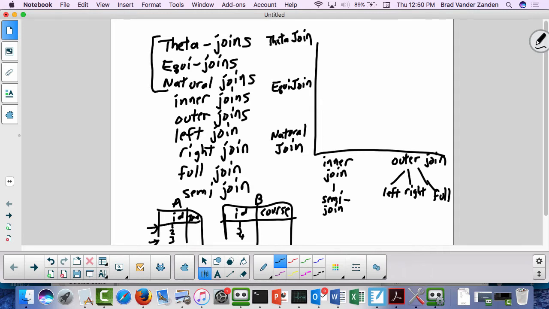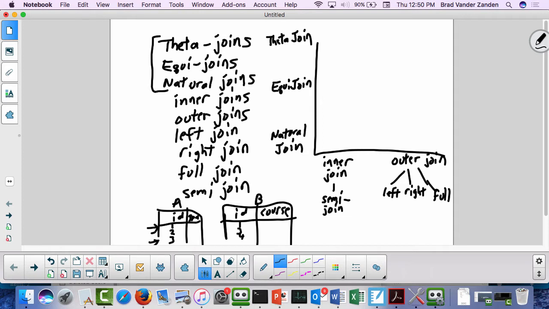Okay, so hopefully that shows you better how to classify things. You can have an inner join that is a natural join, an equi-join, or a theta join. You can have an outer join that is a natural join, an equi-join, or a theta join. So inner/outer is one axis, and natural/equi/theta is the other axis. They're orthogonal. And when we refer to a left, right, or full join, we're always referring to an outer join. We simply don't include "outer" because it's kind of redundant.